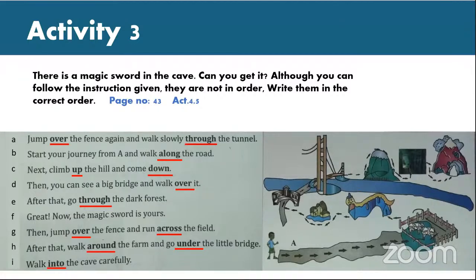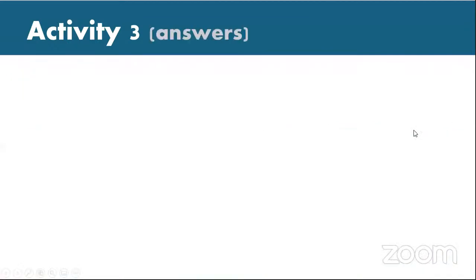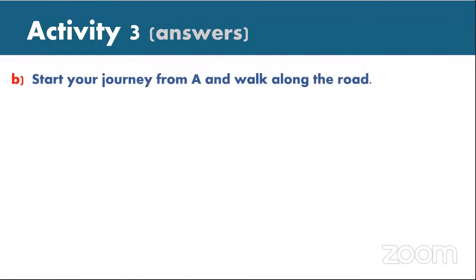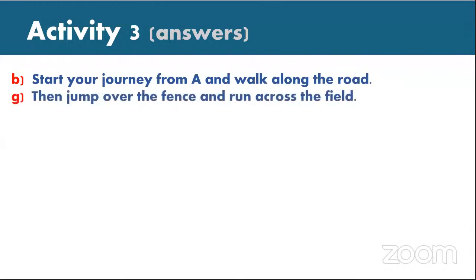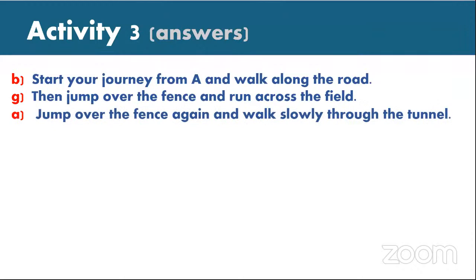Okay, now I am going to close the chat box once again. Let's see the answers. First one, B. See whether you have got the correct answer. Start your journey from A and walk along the road. Number 2, G. Then jump over the fence and run across the field. Next one, jump over the fence again and walk slowly through the tunnel. See whether you have got this order.